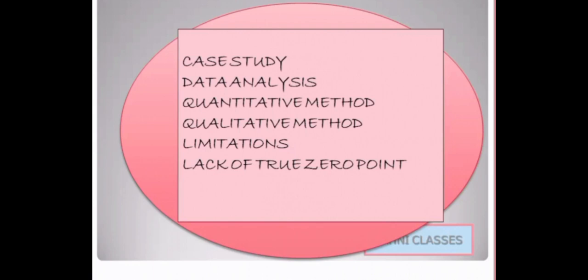Still, there are some limitations on their application. No person in this world has zero intelligence, so it lacks a true zero point. A test applicable in a rural setting can't be applied in an urban setting. Subjective interpretation or overgeneralization may be the common bias.